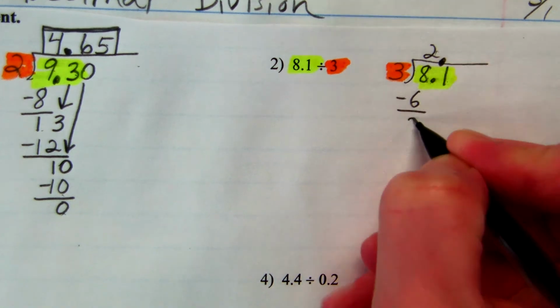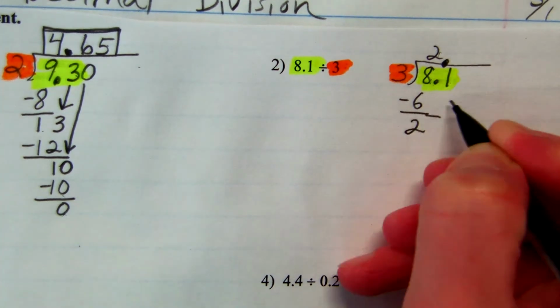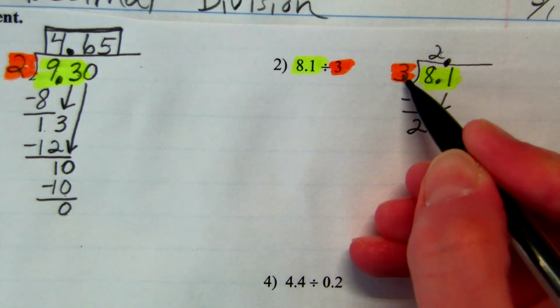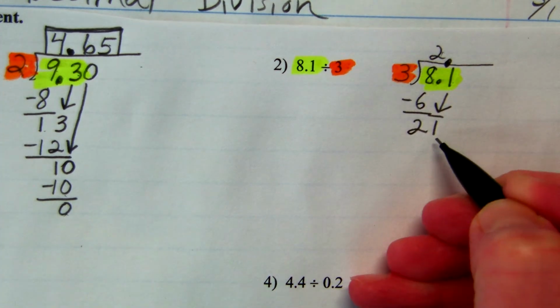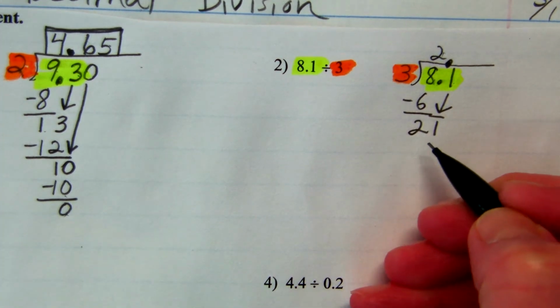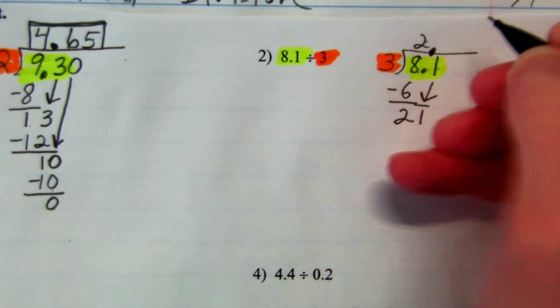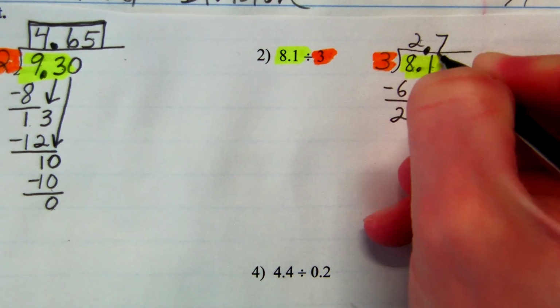So 8 minus 6 is 2. And then your next step is to bring down the 1. And we can figure out how many times 3 goes into 21. That goes in evenly. How many times? 7. And since this 1 came from after the decimal point, it's important that the 7 comes after the decimal.